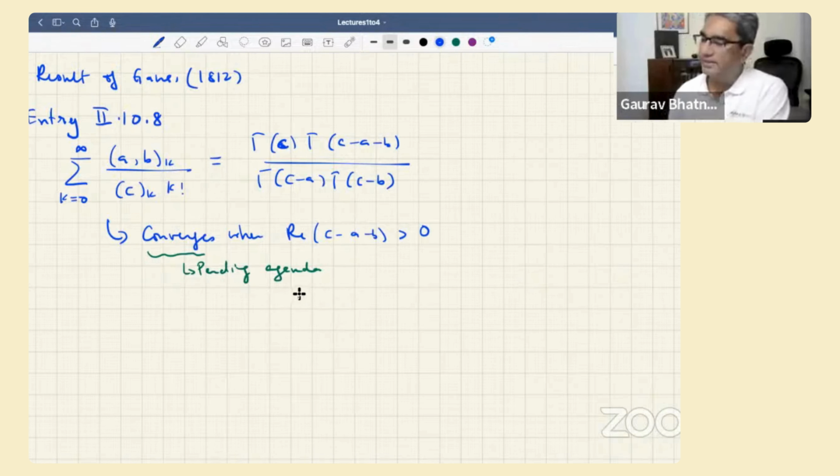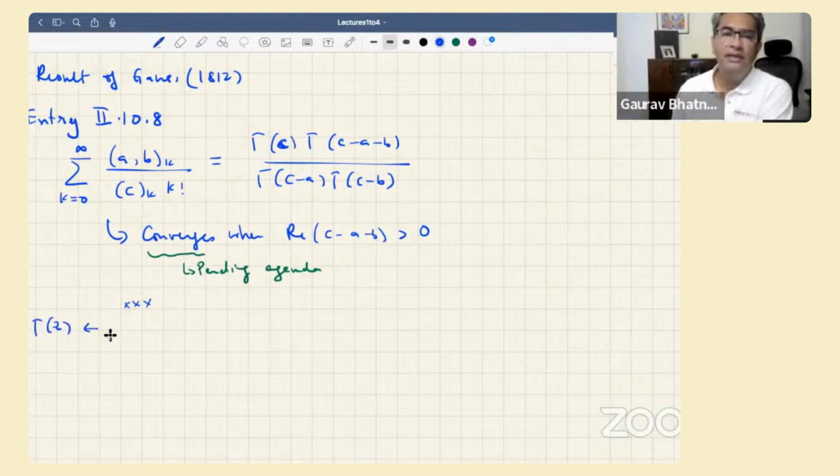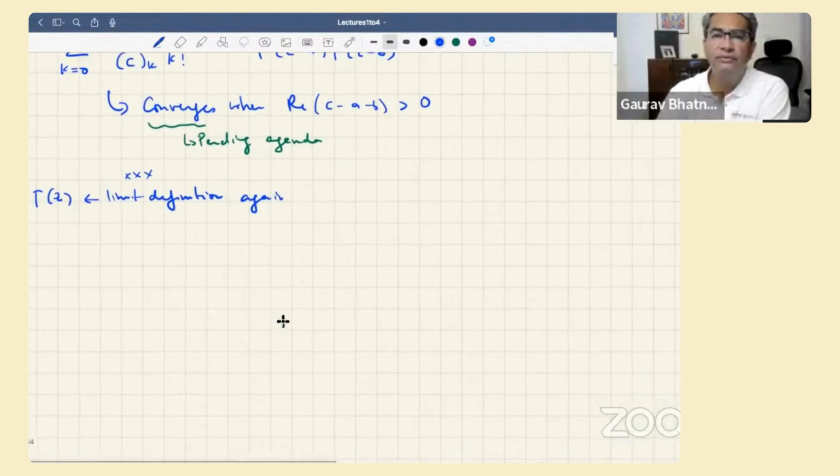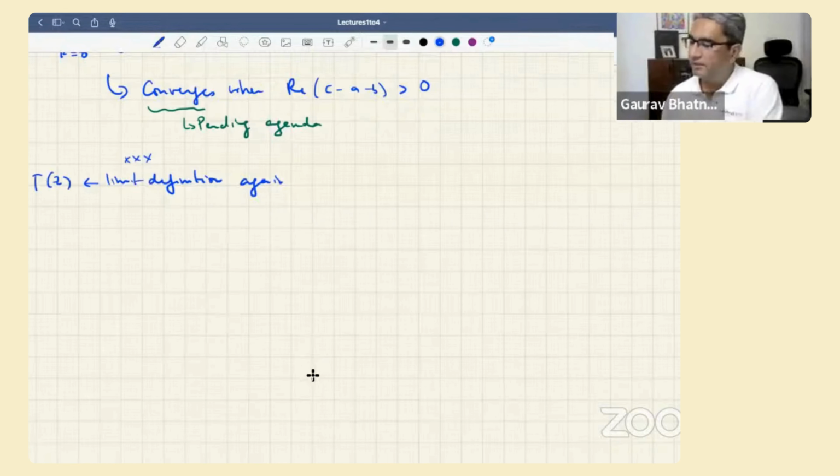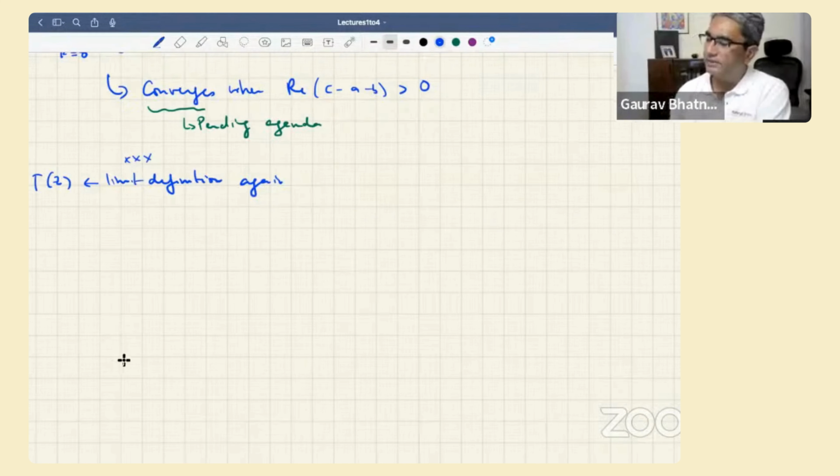So along with this, there is a pending agenda. Let me also mention that I will cover gamma of z, the limit definition, in more detail. We will look at it again. So far we haven't even looked at whether the limit exists or not, but we'll do that and connect it with the other definitions.